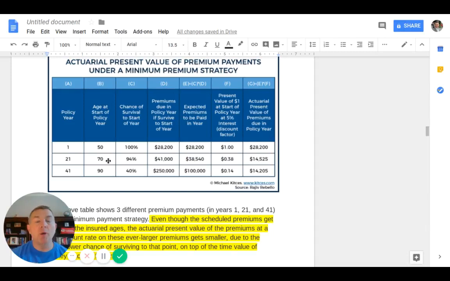In year 21, we have a 94% chance to survive. Our premiums will be $41,000 in year 21. But we expect premiums to be paid at that point only by the 94% of people who are going to live. That means 6% of the people will no longer be paying the premiums. And then we use a 5% discount rate. That means the actual cost on a $41,000 premium is only $14,525, in actuarial present value terminology.